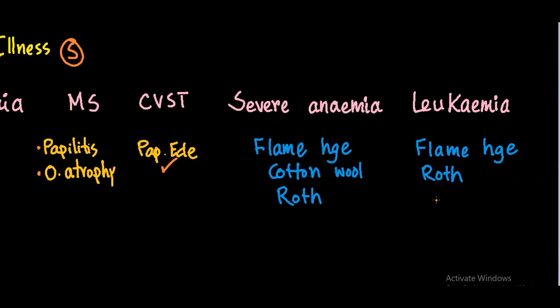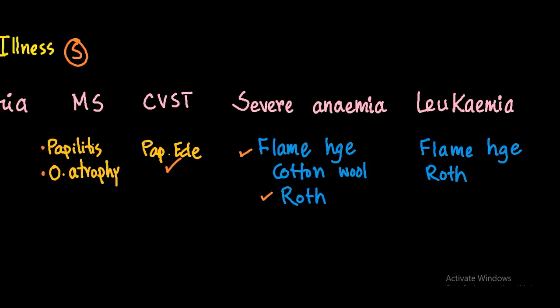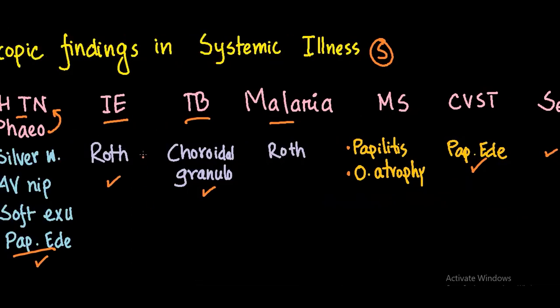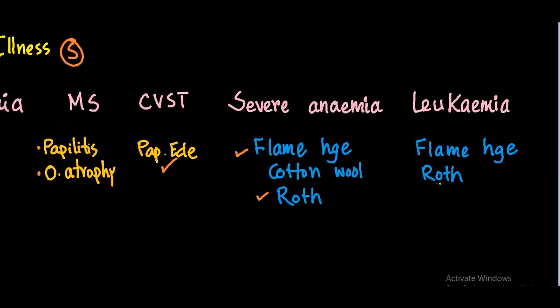Then hematologic disorders, starting with anemia and leukemia, they have two common features. Number one, the flame hemorrhage. Number two, the Roth spot. So you see, Roth spots are present in hematologic disorder and two infections. And the infections are infective endocarditis and malaria. And in hematologic disorder, another common one is flame hemorrhage.